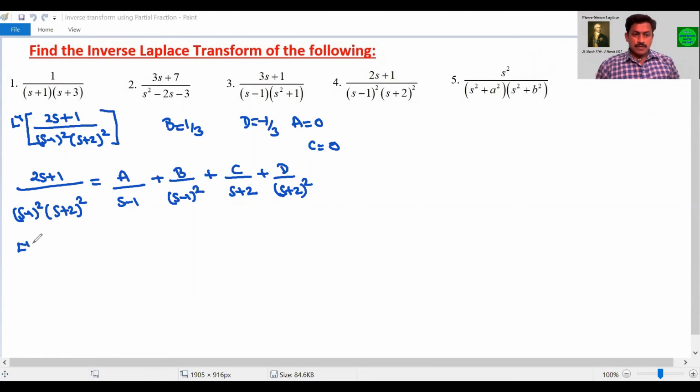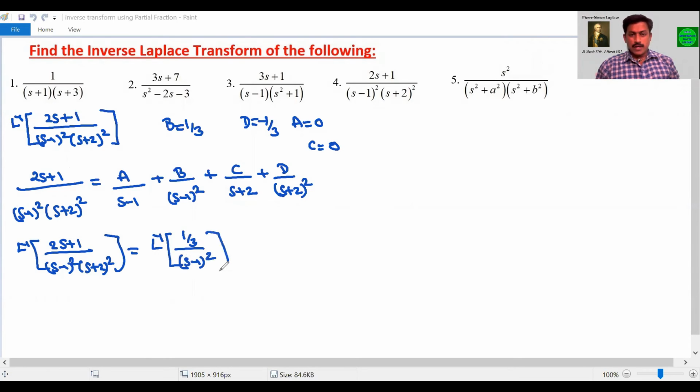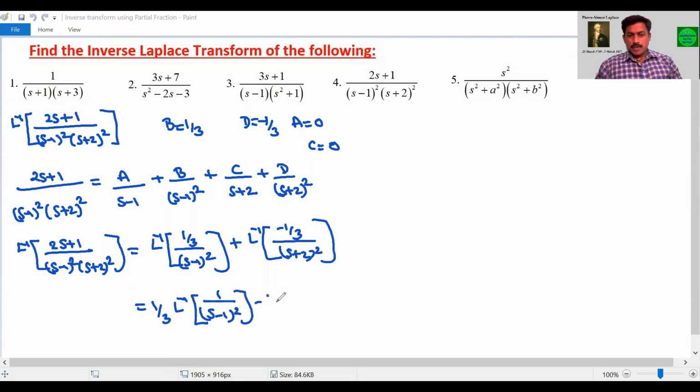Substituting these values in this, we will get L inverse of (2s plus 1) divided by (s minus 1) the whole square into (s plus 2) the whole square. The a value is 0, so I didn't write that one. Next, b value is 1/3 divided by (s minus 1) the whole square. The c value is also 0, I didn't write that one. The d value is minus 1/3 divided by (s plus 2) the whole square. So we can rewrite this as, take the constant out and write the term as 1/3 L inverse of 1 by (s minus 1) the whole square. Similarly, minus 1/3 L inverse of 1 by (s plus 2) the whole square.